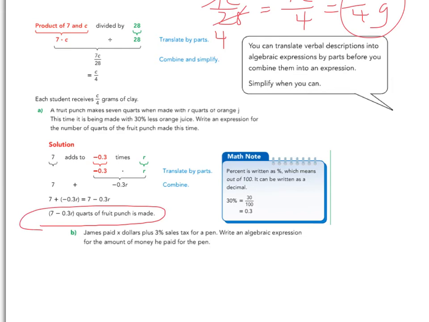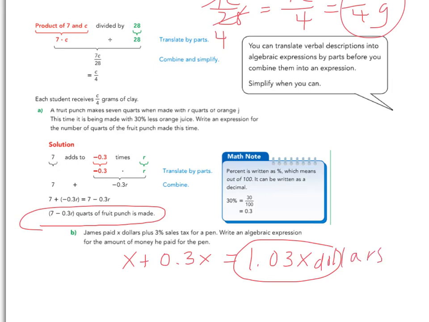quarts of orange juice. Okay, then for B, James paid X dollars at 3% sales tax for a pen. Write an algebraic expression. Okay, so we paid X dollars, 3% sales tax, plus 3% of X because the tax is on the item. Okay, so he is paying 1.03X dollars. Because like it says here, percent is written, which means out of 100, it can be written as a decimal. So that would be dollars.